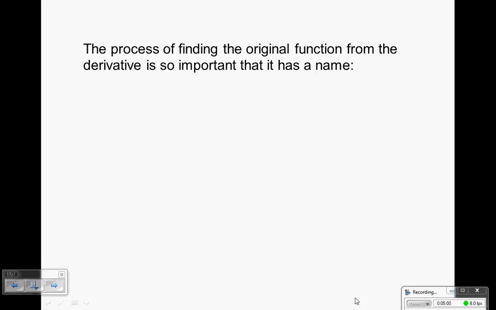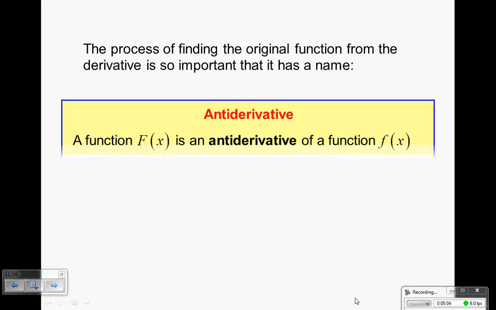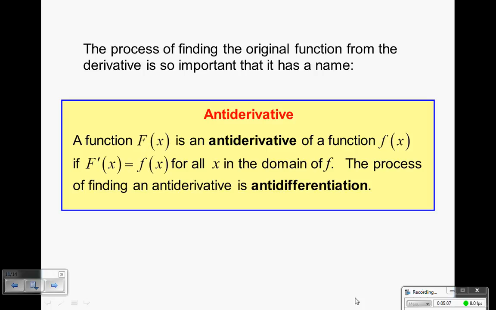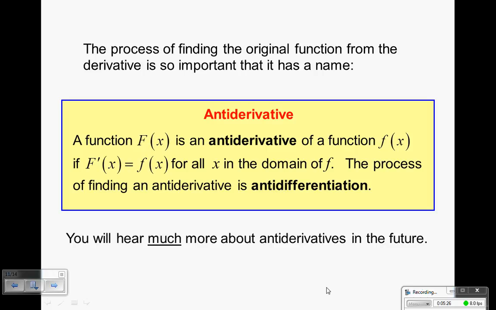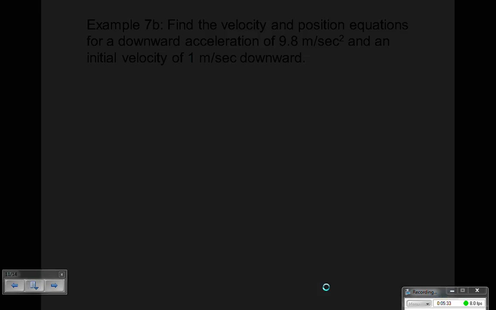All right, this process of finding the original function from the derivative has a name, and we've talked about it actually in class already. It's come up. It's called the antiderivative, and typically we use a capital F to represent that antiderivative, and the process of finding an antiderivative is called antidifferentiation. So anyway, that is an antiderivative, which we've kind of talked about already. We'll do some more examples, and we will actually be doing a lot when we do integrals, which comes up in chapter 5.